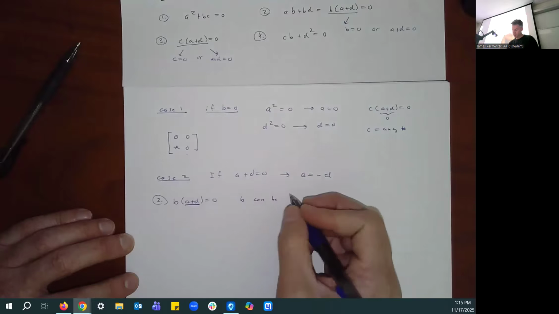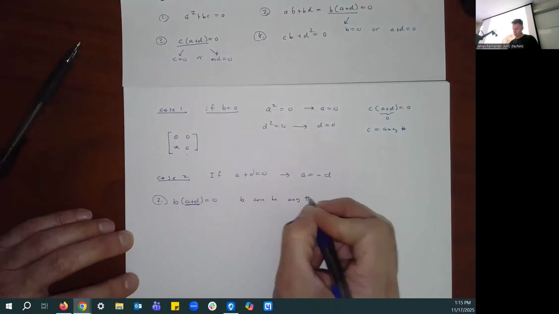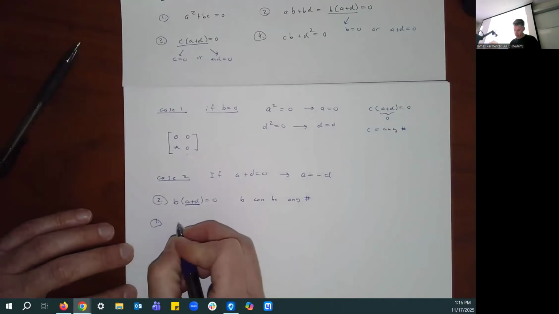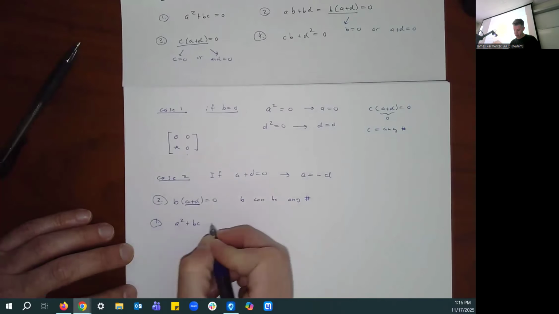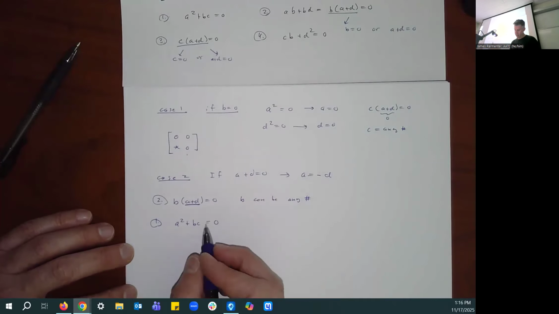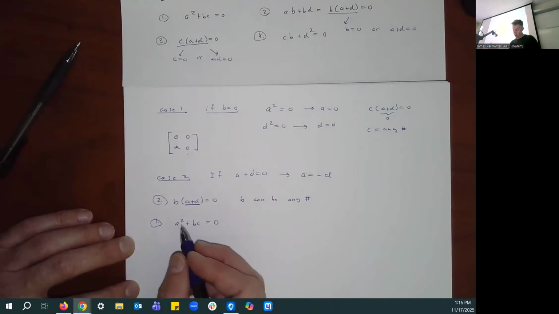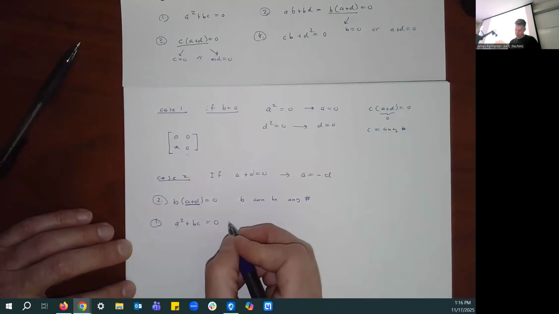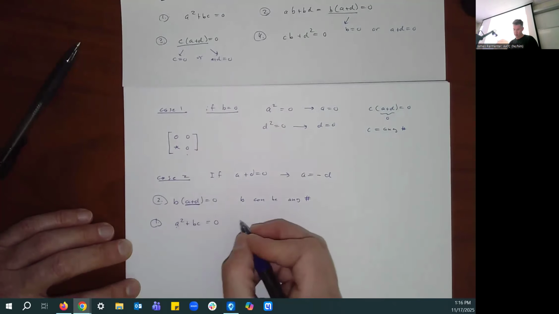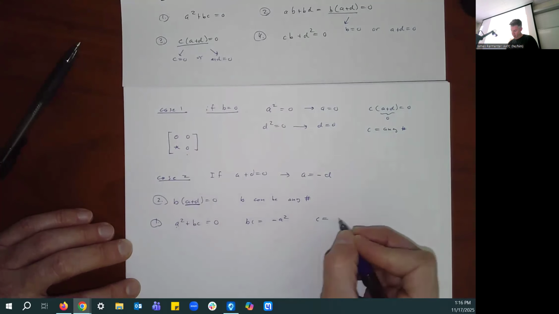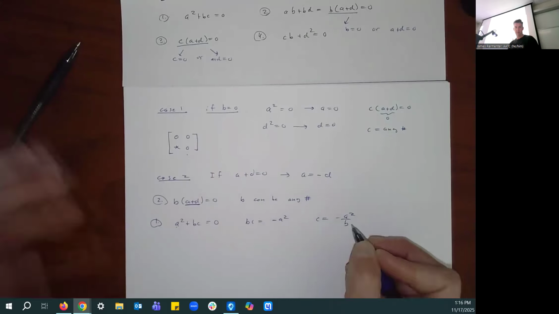Well, at least so far. We don't have any restrictions on B yet. From equation 1, we have A squared plus B times C equals 0. Okay, let's see. What do I want to do with that? Well, I know that A isn't going to be 0 because I already dealt with that situation before. So looking at this, B times C is equal to negative A squared, and C is going to equal negative A squared over B.